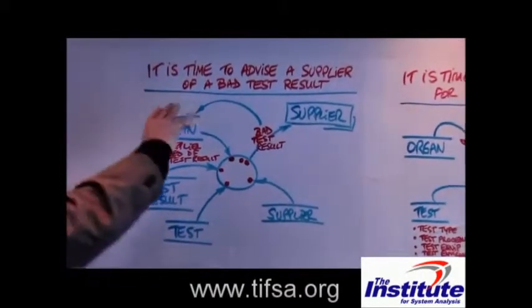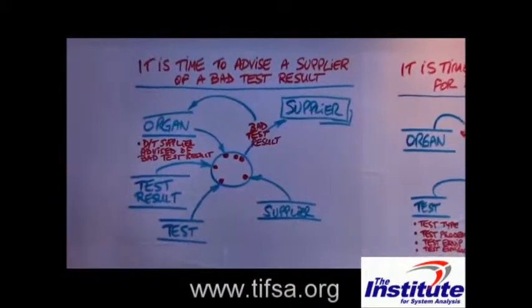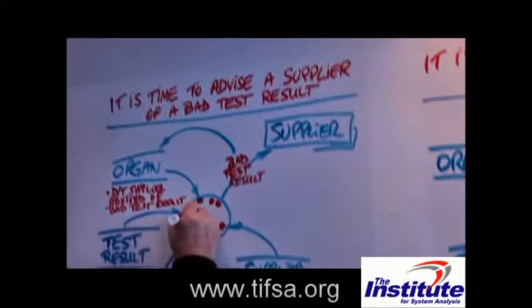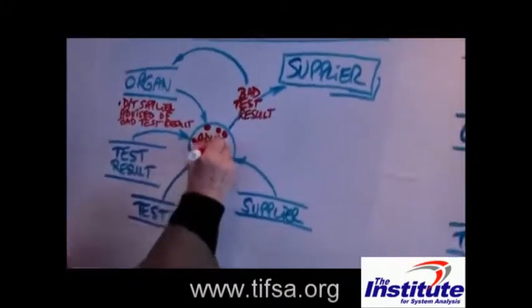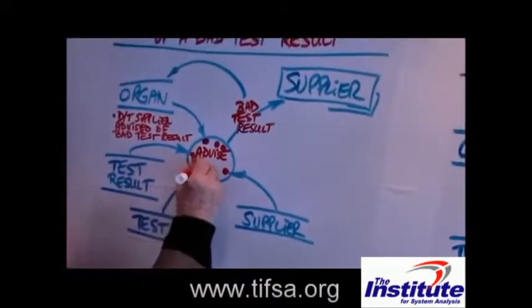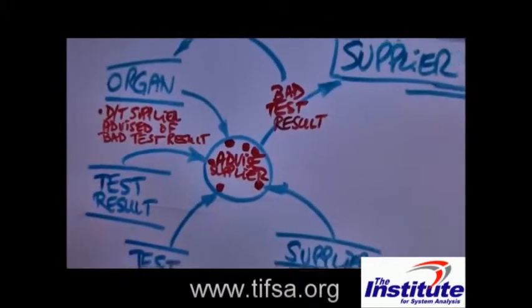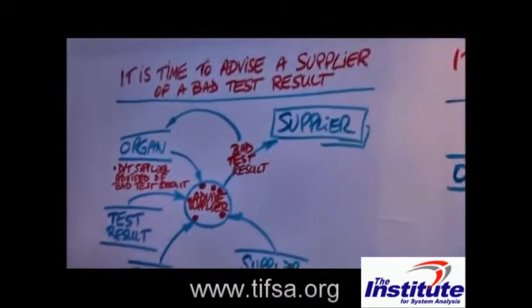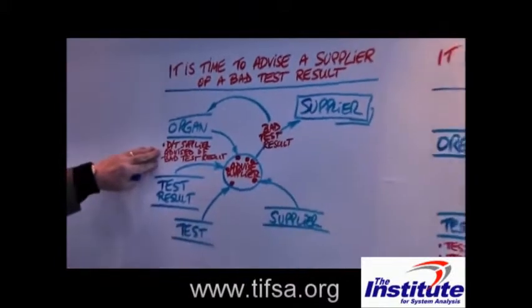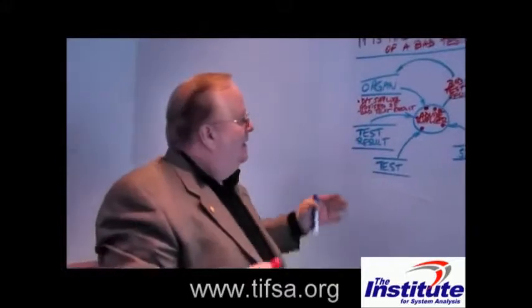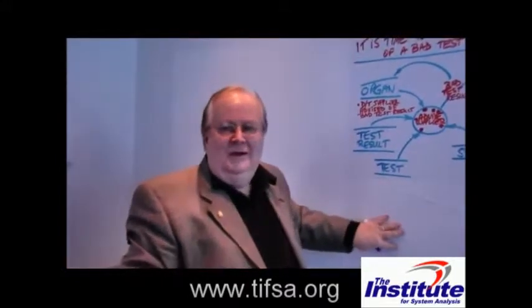Okay, so it's time to advise the supplier of a bad test result, and I'm going to put advise supplier of bad test result. So there's the narrative, we have some objects, a new data attribute, we have all the data that we need to be able to tell the supplier. And we are able to write it out very nicely. The only thing missing now so far is the business rules table, which we'll get to in just a minute.